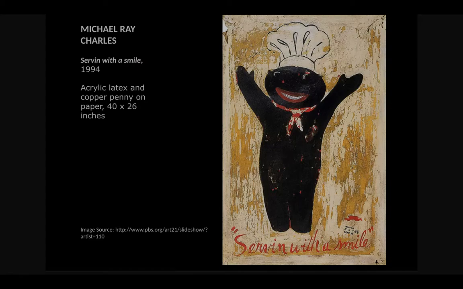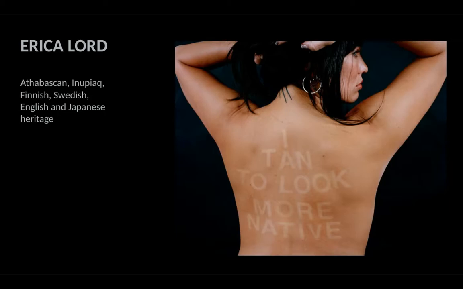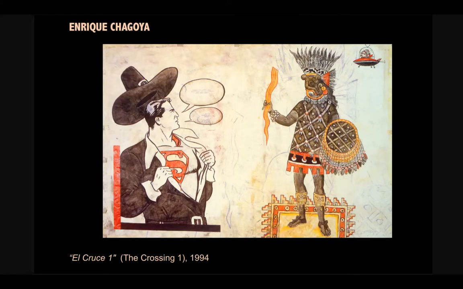include gay rights as well. We will look at how Michael Ray Charles, an African American artist, pushes buttons by repurposing old advertisements and speaking about race issues and social justice. We will look at Native American artists such as Erika Lord and Latino artists such as Enrique Chagoya, who's also a local artist.